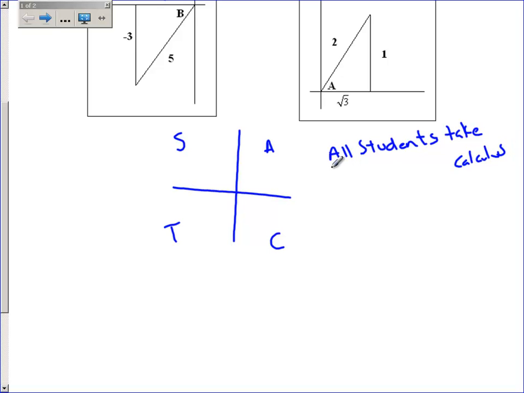Quadrant 1, all of the trig functions are positive. Quadrant 2, sine is the one that's positive. Quadrant 3, tangent is the one that's positive. And quadrant 4, cosine is the one that's positive. So that might help you.